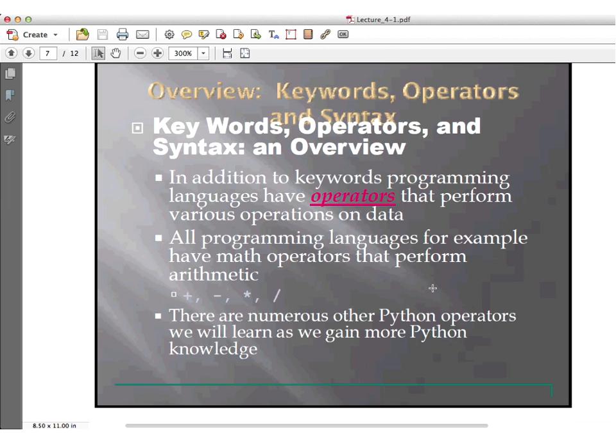Besides keywords, you have things called operators. Operators are like arithmetic operators that perform various operations on the data, like raise to the power, plus, minus, times, divide. And we'll learn more about Python's operators.